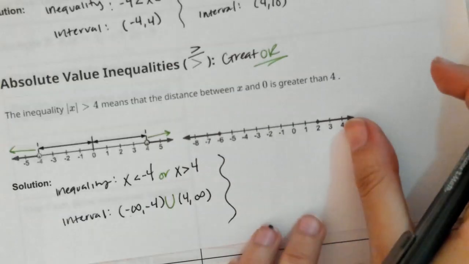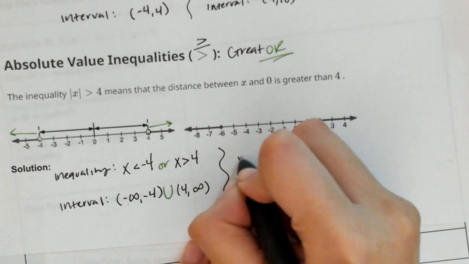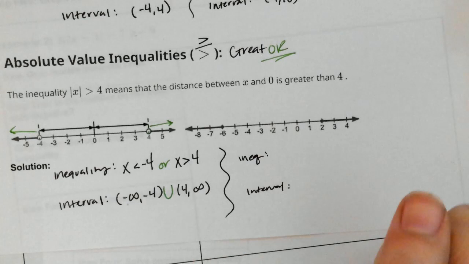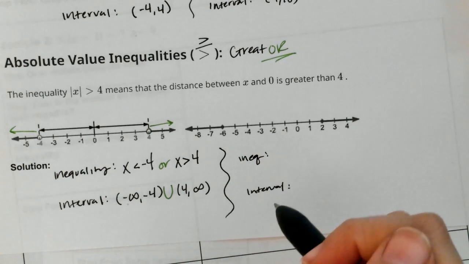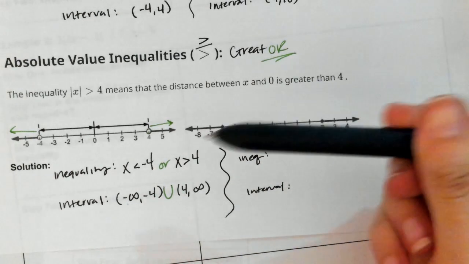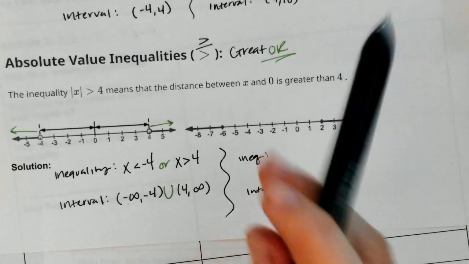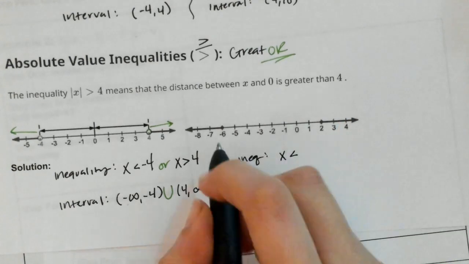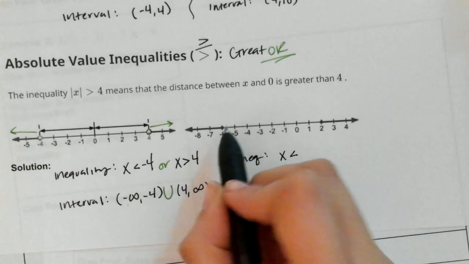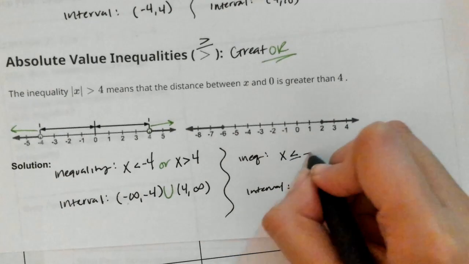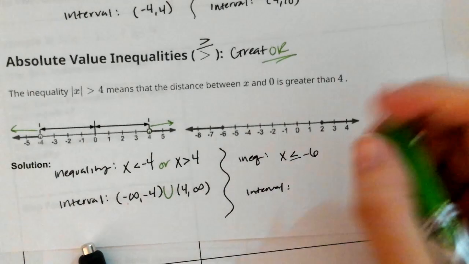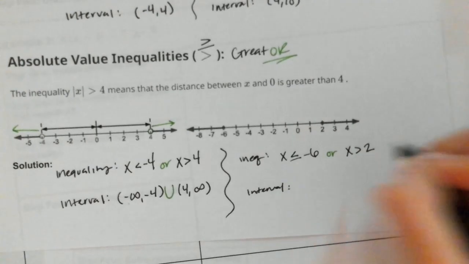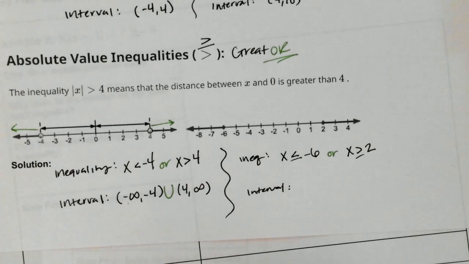So we're going to do the same thing over here, same idea. We're going to have inequality and interval notation. And we can see, okay, so for my inequality notation, I either want to be less than negative 6 or greater than 2. So x can be less than, now this time it's going to be equal to, because I do have a filled in circle, less than or equal to negative 6. This is an OR problem. Or x greater than or equal to 2.